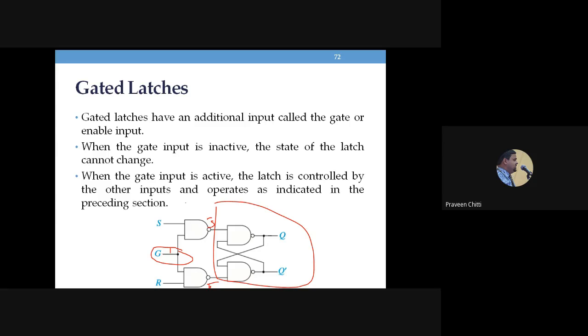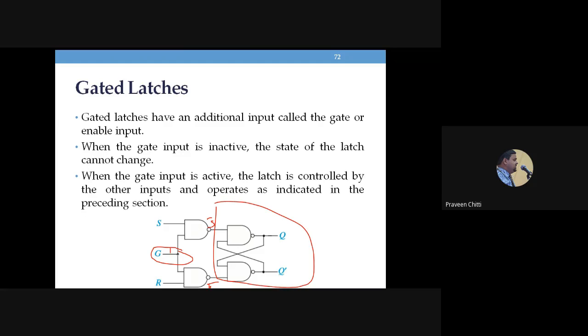When G is 1, S is 0, R is 0, you will get no change. You can try to analyze that. When G is 1 and S is 1, R is 0, you will get set. When G is 1, S is 0, R is 1, reset. And when G is 1 and both S and R are 1, 1, it is forbidden.